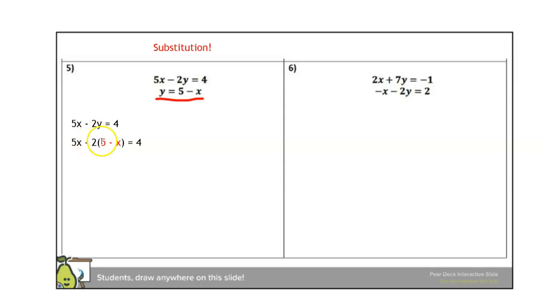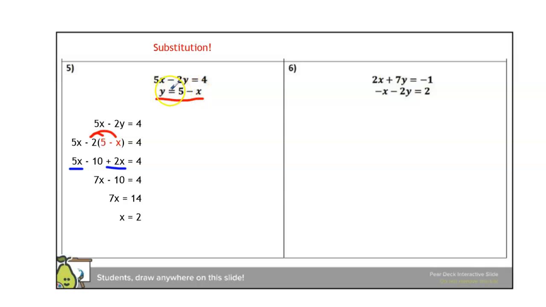Now I'm going to use the distributive property and try to simplify that left-hand side. All right, that distributive property gave us -10 and positive 2x. We combined 5x and 2x to be 7x, and the -10 came along for the ride. We added 10 to both sides to get 7x is equal to 14, and divided both sides by 7 to get x equals 2. Now we're going to substitute that value of x into one of the two equations.